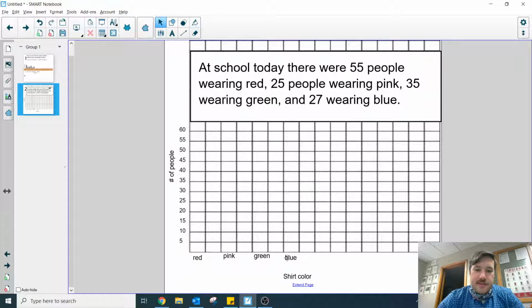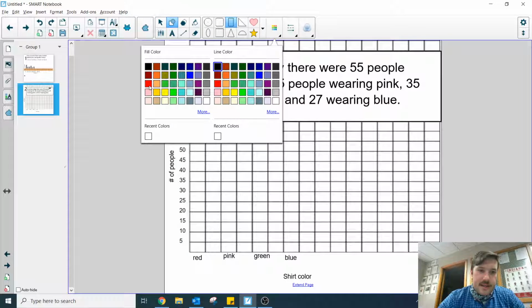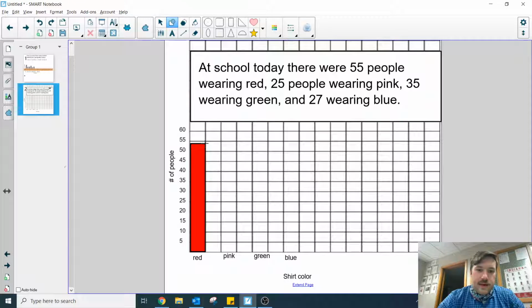So all of this data has to be shown in my graph. So I'm going to look. How many people were wearing red? 55. So in order to show that, I'm going to create a bar graph that goes up to 55. Okay. And I am actually going to redo that. So I'm going to make this color, since the thing is red, I'm going to make it red this time. All right. So red goes up to 55. So there were 55 people wearing red.